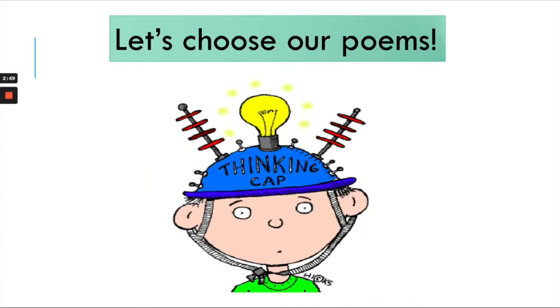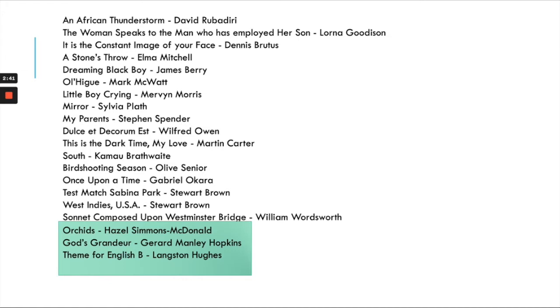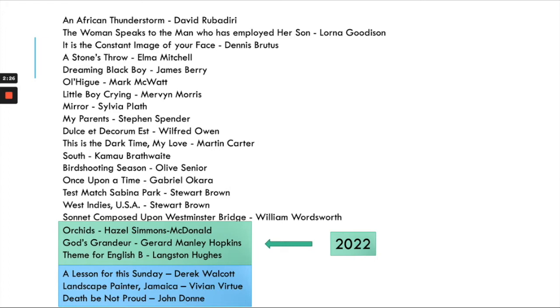Now it's time to put on our thinking caps and choose our poems. Here is the list of 20 poems on the prescribed list. If you are writing the exam in 2022, Orchids, God's Grandeur, and Theme for English B are on your list. If you are writing the exam in 2023, you do not need to learn these poems. They are not on your list. Instead, Landscape Painter, Jamaica, and Death Be Not Proud are on your list. For now, we will focus on the poems that both groups have in common.